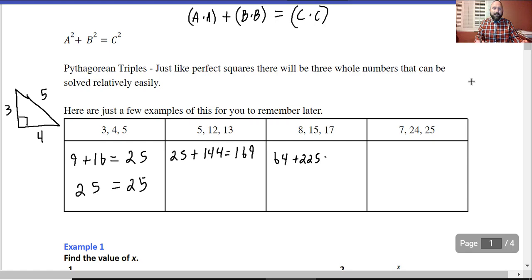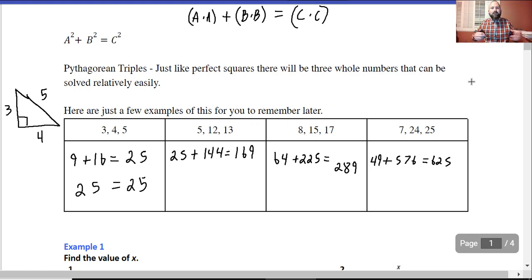So if I got out my calculator and I did 17 squared, I should get 289. There's no way I should know that, but let's put 17 squared and check. Yep, 289. Now this next one, 7 times 7 is 49. And then I'm not going to expect you guys to know this, but 24 squared is 576. And then 25 squared is 625.